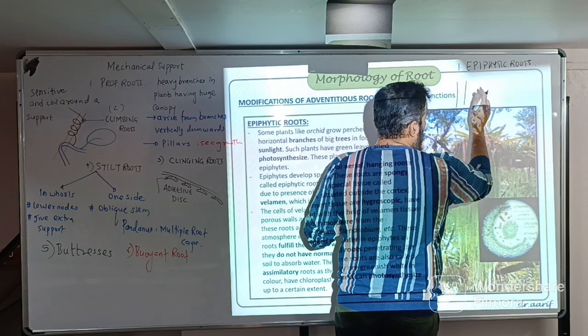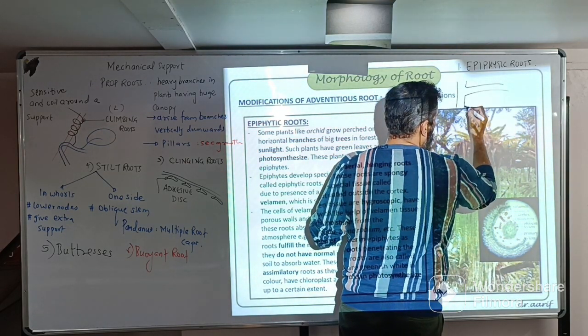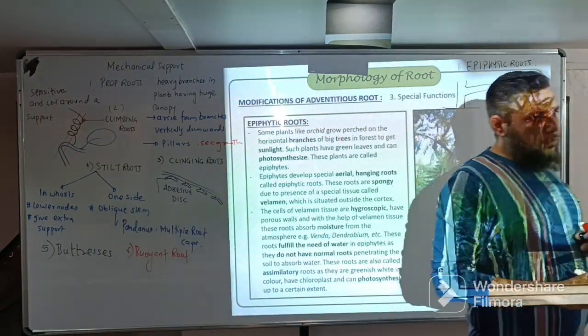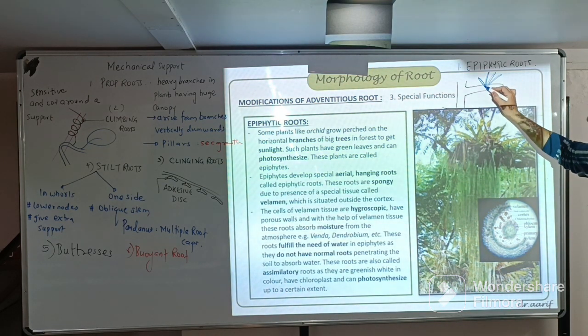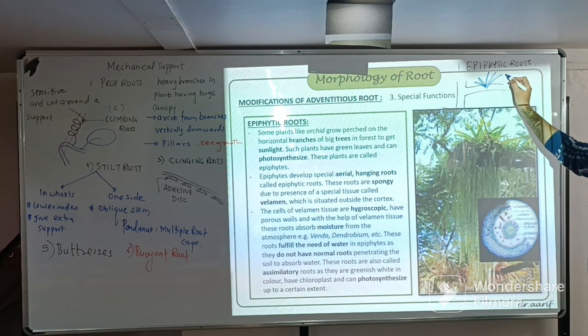There is a jungle, and in the jungle there is this huge tree. And there are some species of orchids which can grow on this huge tree. Look at this green colored plant. It is growing on the branches of some other tree. What is the color? Green. So can it do its own photosynthesis? Yes. It is autotrophic.